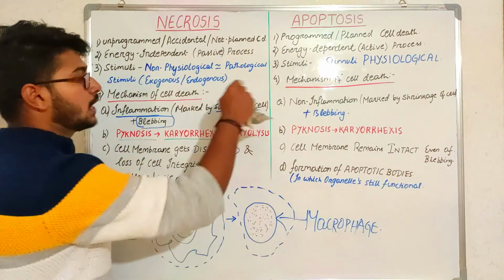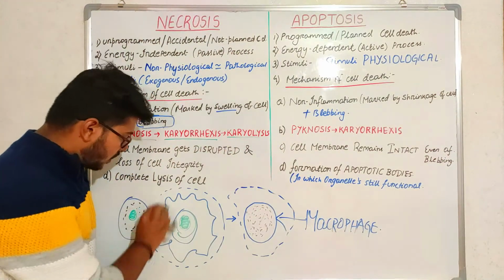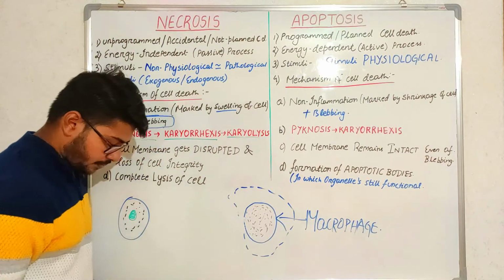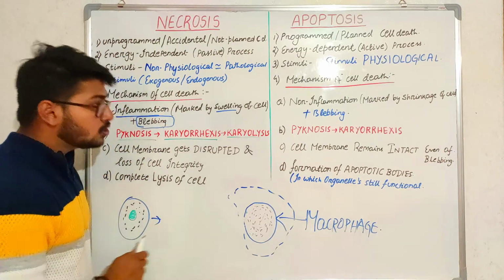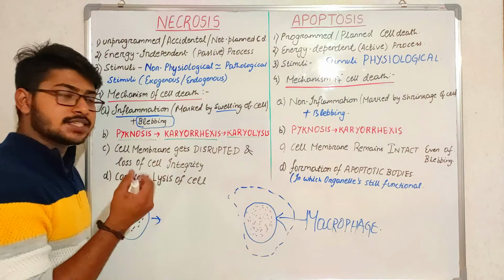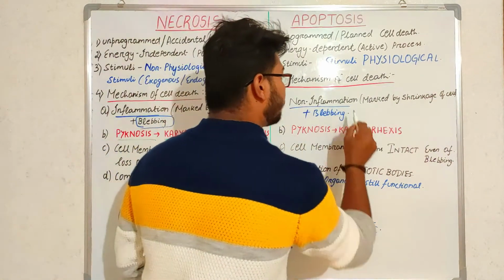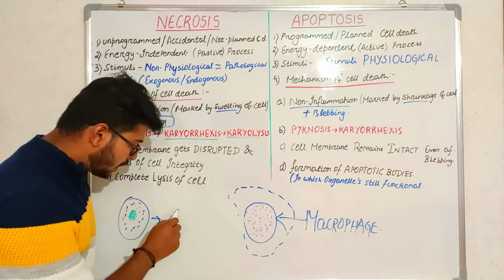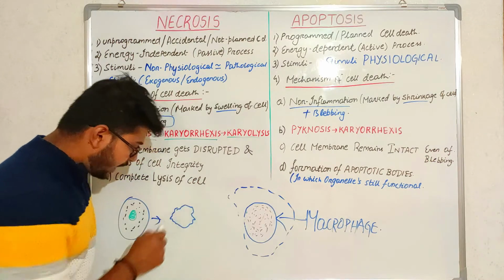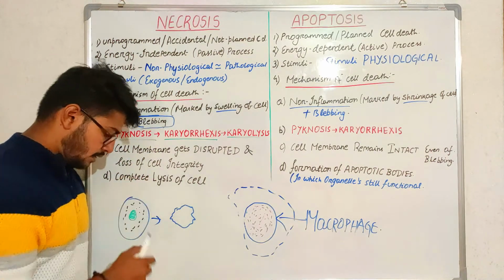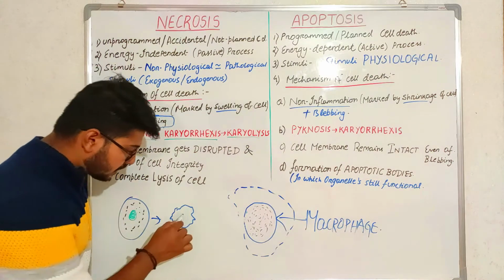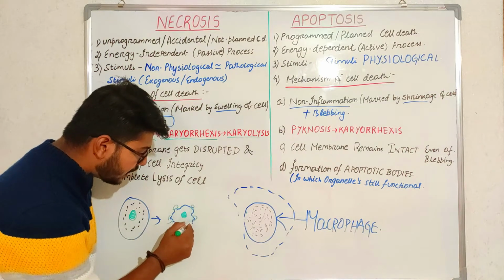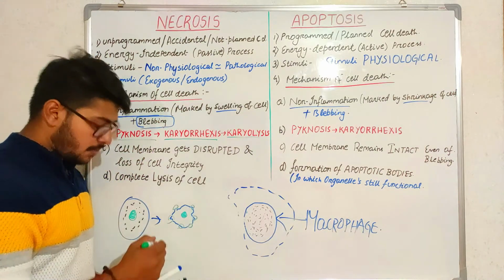Now we will talk about apoptosis. In apoptosis, what happens? Apoptosis is marked by non-inflammation and shrinkage of the cell. If this was the size of the cell in the previous condition, there will be shrinkage of the cell. The size of the cell will decrease. Obviously it contains the nucleus as it is, and there will also be formation of blebbing, an irregular structure of the cell membrane.